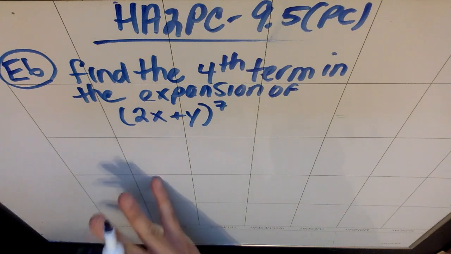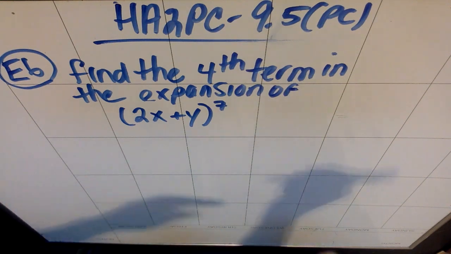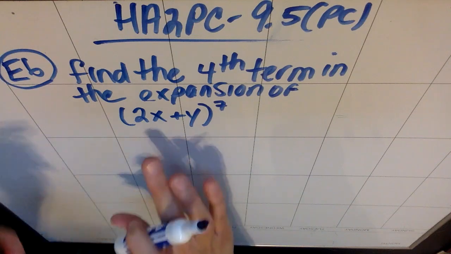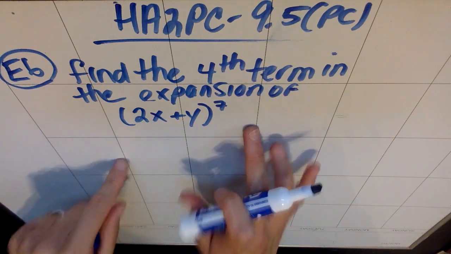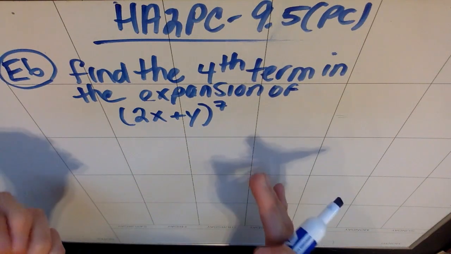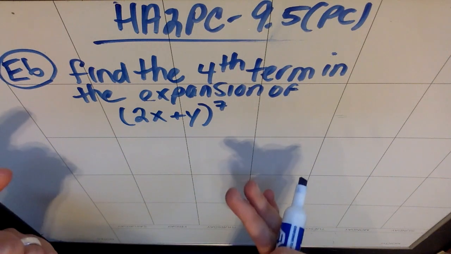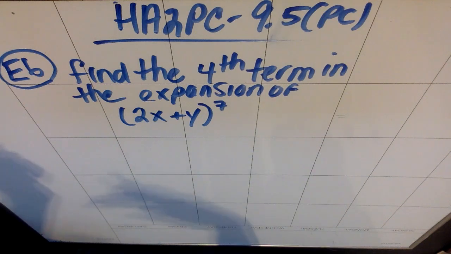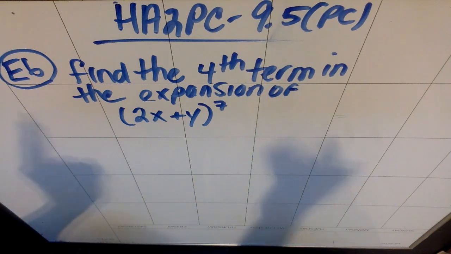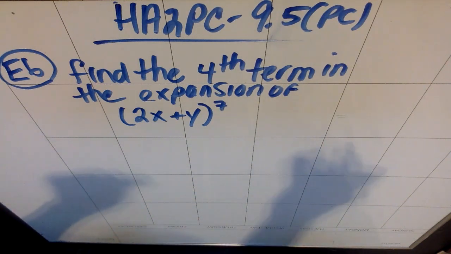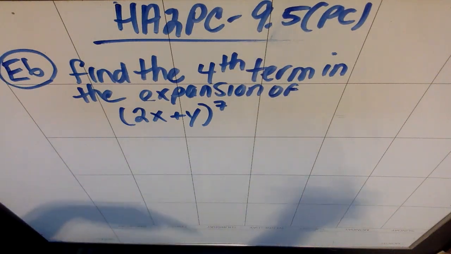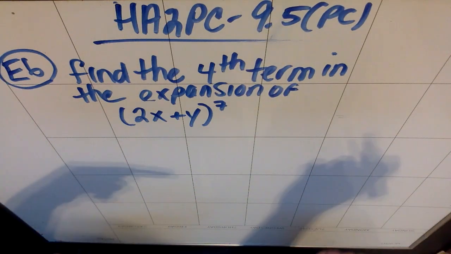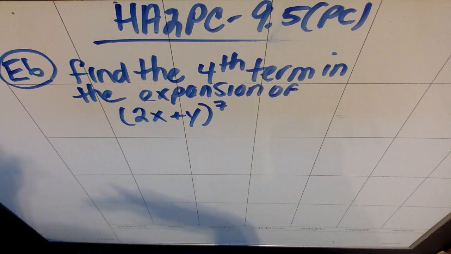So the fourth term. If you think about what these terms look like, the first term would be the 2x to the 7th, and then the next term would be 2x to the 6th. So the first term is 2x to the 7th, meaning term number 1, the x power is 7 minus 0. Term number 2, the x power is 7 minus 1. Term number 3, the x power is 7 minus 2. And term number 4, the x power is going to be 7 minus 3.